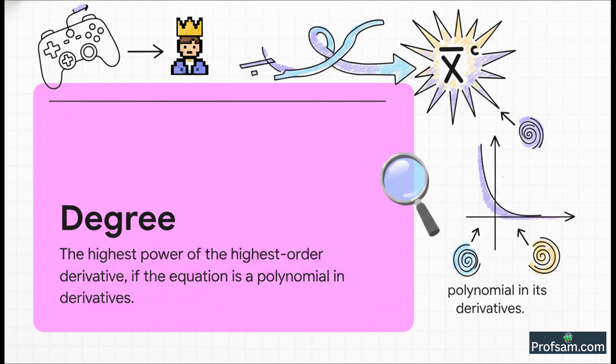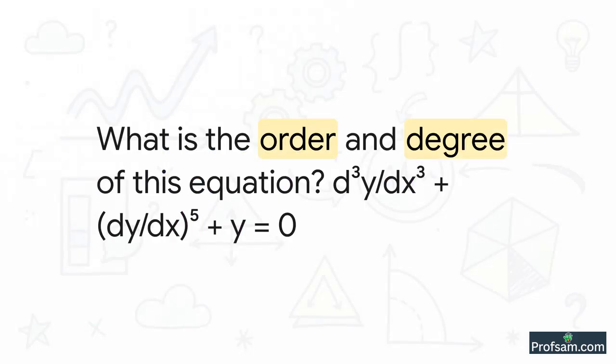This only works if the equation is a polynomial in its derivatives. Now don't worry about that fancy term. We're going to see exactly what it means right now. Okay, let's put this into practice with an example. Now, this is a classic question designed to trick you, but once you know the rule, you'll never get it wrong. Take a look at this equation. Pause for a second and think, what's its order and what's its degree?